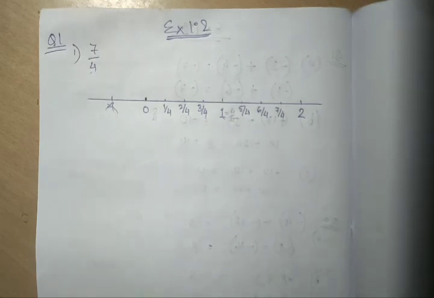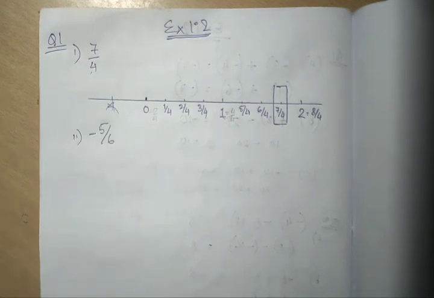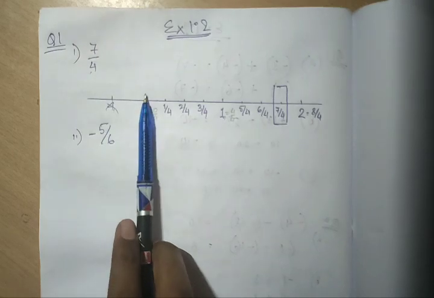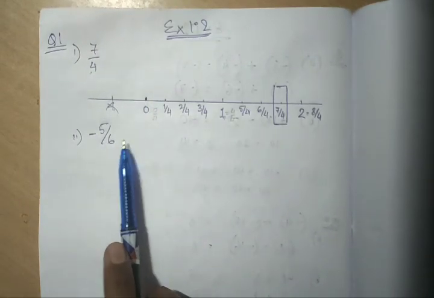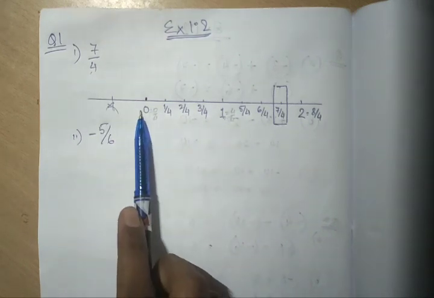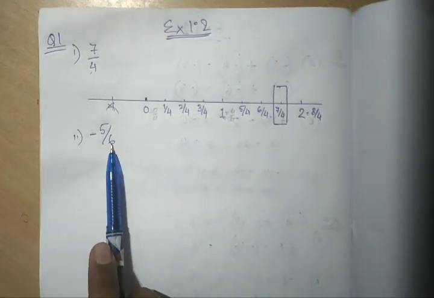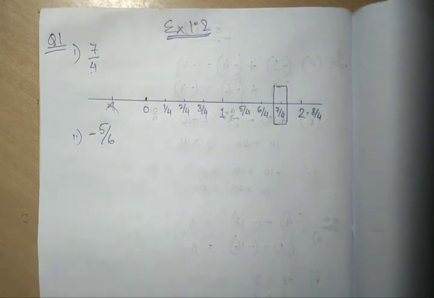So 2 will be what, students? Yes, 2 is actually 8 by 4. So we need to mark 7 by 4 here. Can you see 7 by 4 here? Understood? So in the same way, we will mark -5 by 6. The -5 by 6 will be this side, left side from the 0, and it will be divided, the 0 to 1, or we can say 0 to -1 will be divided in 6 parts. Okay, so similarly we can mark this here.